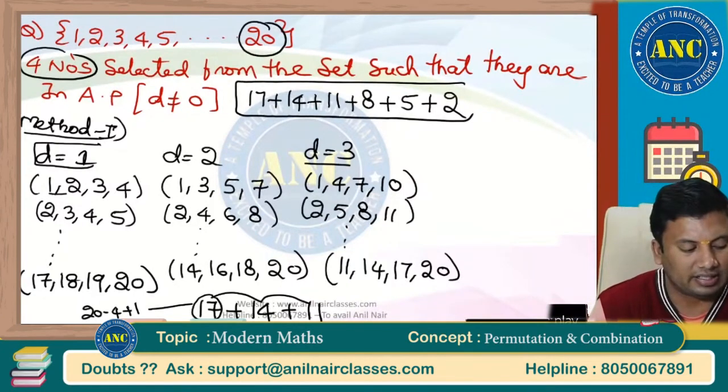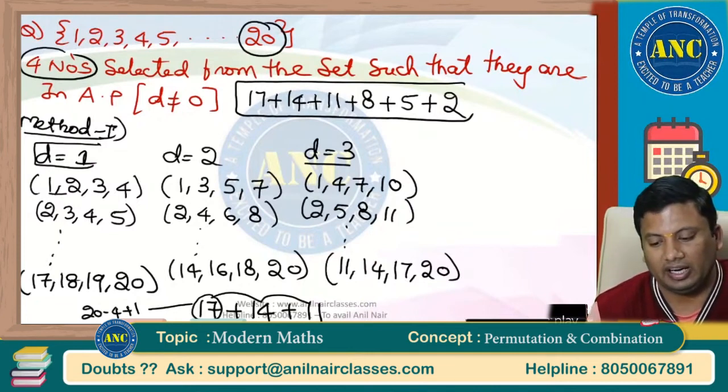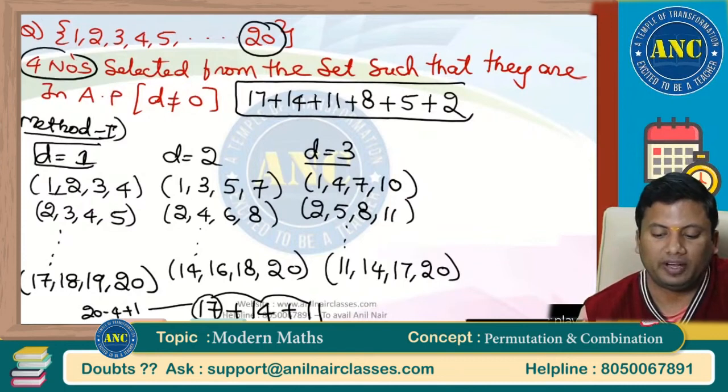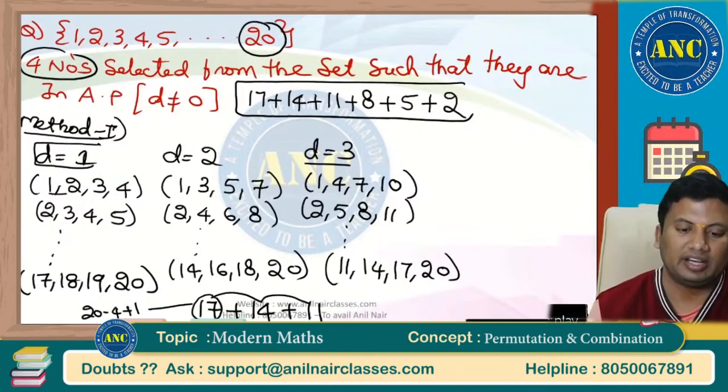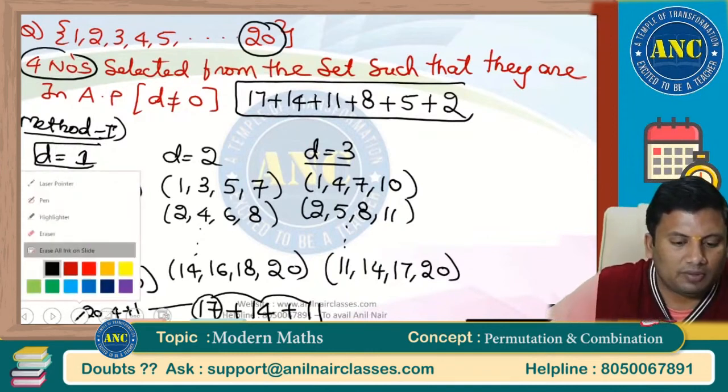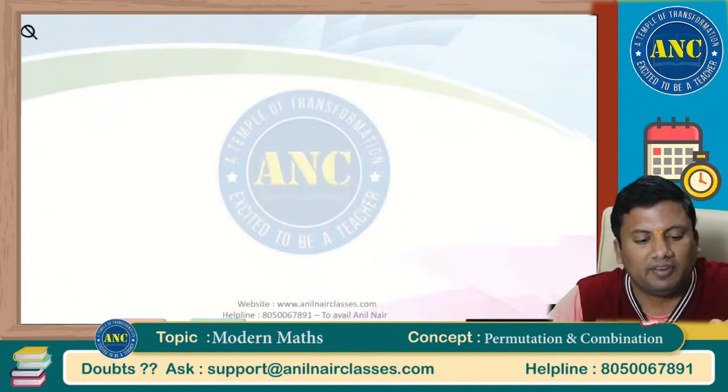Directly you can write it as 17, 14, 11: 3 decrease, 3 decrease, 3 decrease. 2, 5, 8, 11, 14 and 17. I hope the idea is clear. Now you can solve any question based on this model very, very fast.